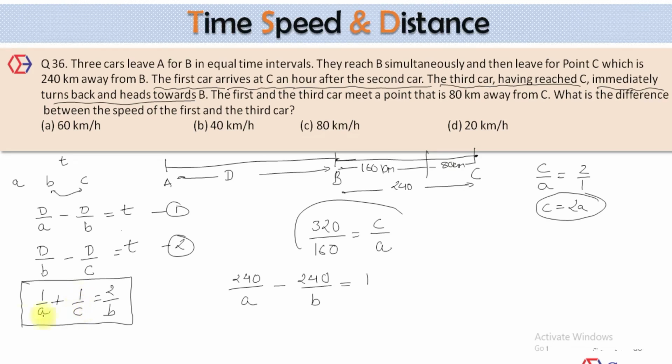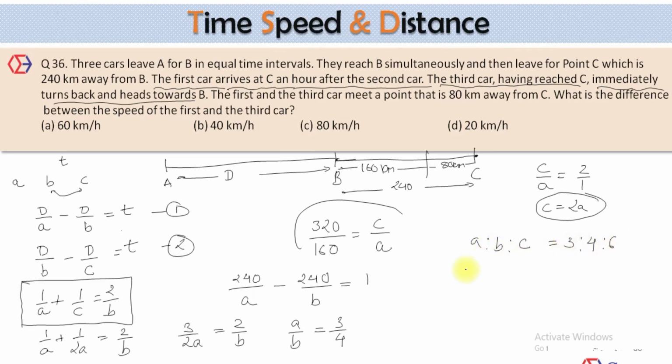When you replace this C by 2A, you will get 1 by A plus 1 by 2A is equal to 2 by B. So effectively this becomes 3 by 2A. 3 by 2A is equal to 2 by B. That means A by B is equal to 3 by 4. Now A by B is equal to 3 by 4 and C by A is equal to 2 by 1. So what should be the value of A is to B is to C? It should be 3, 4 and 6. So I can say that the ratio of their speeds will become 3, 4 and 6.